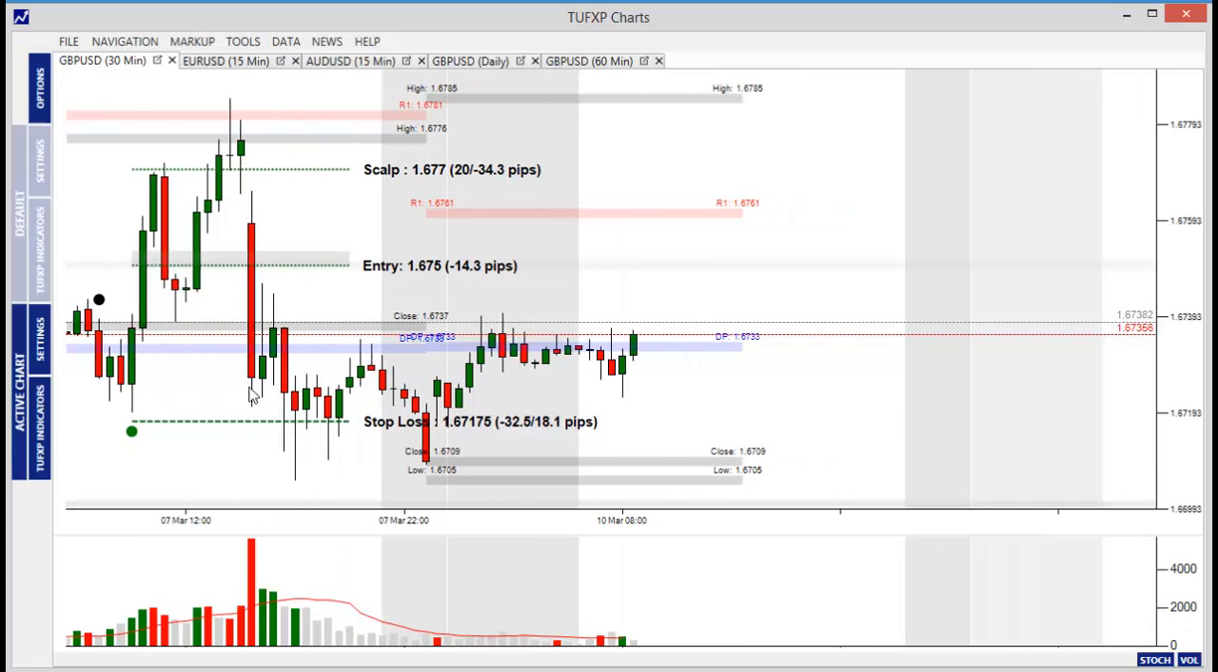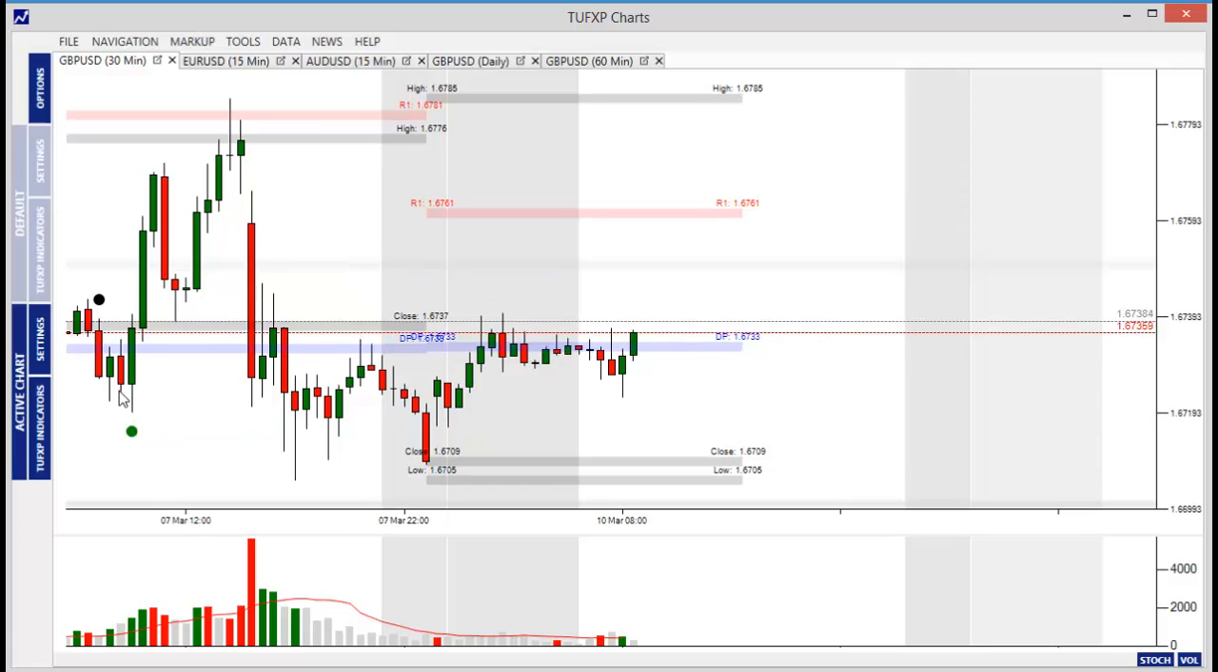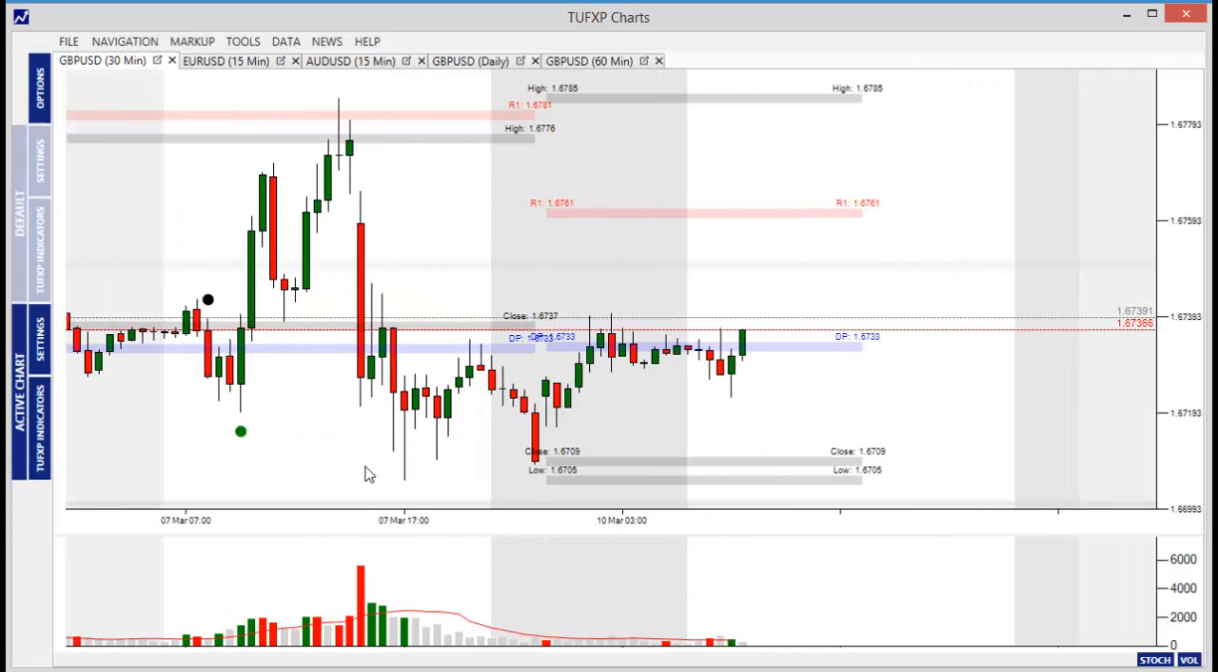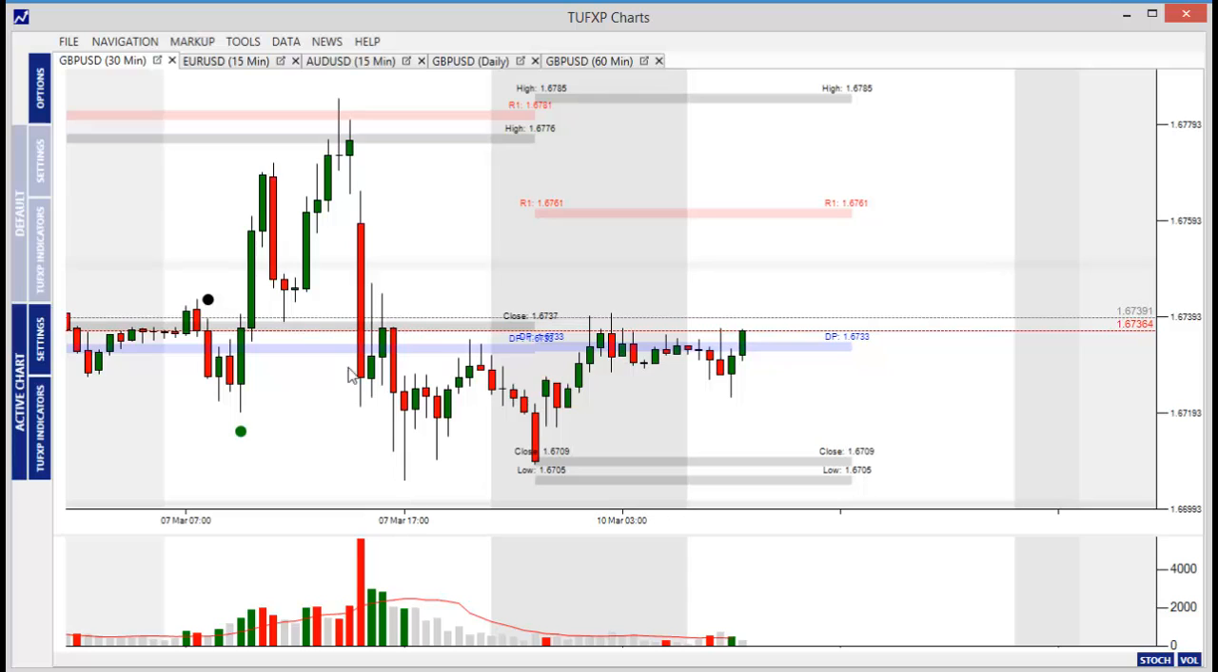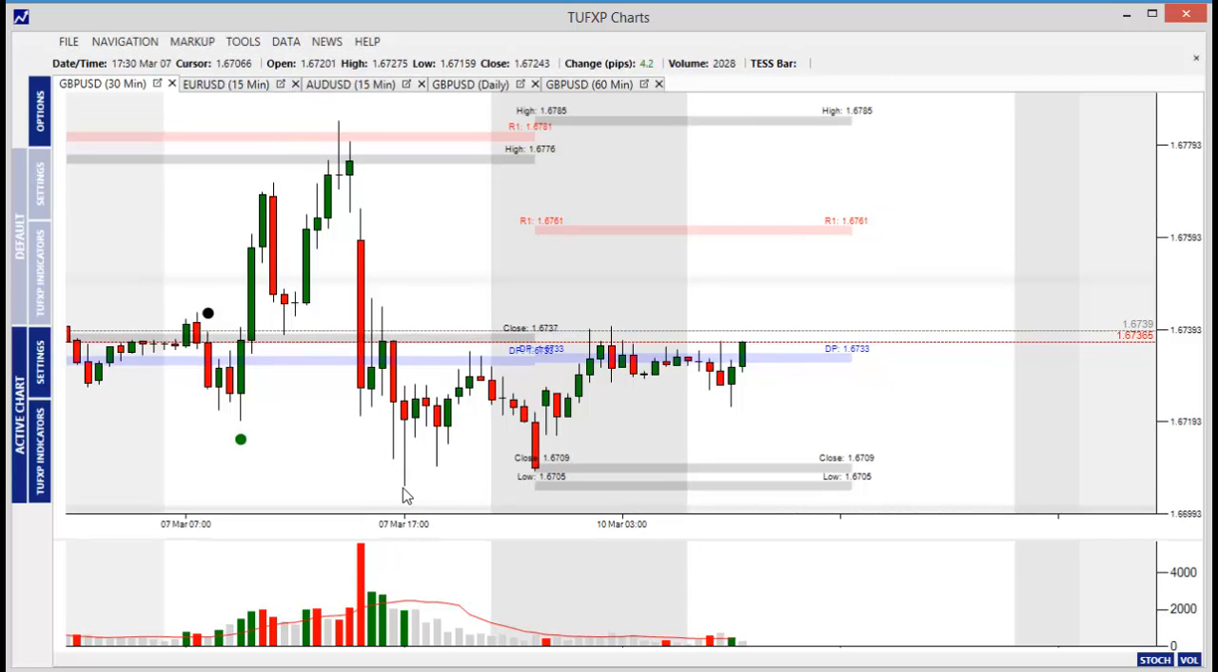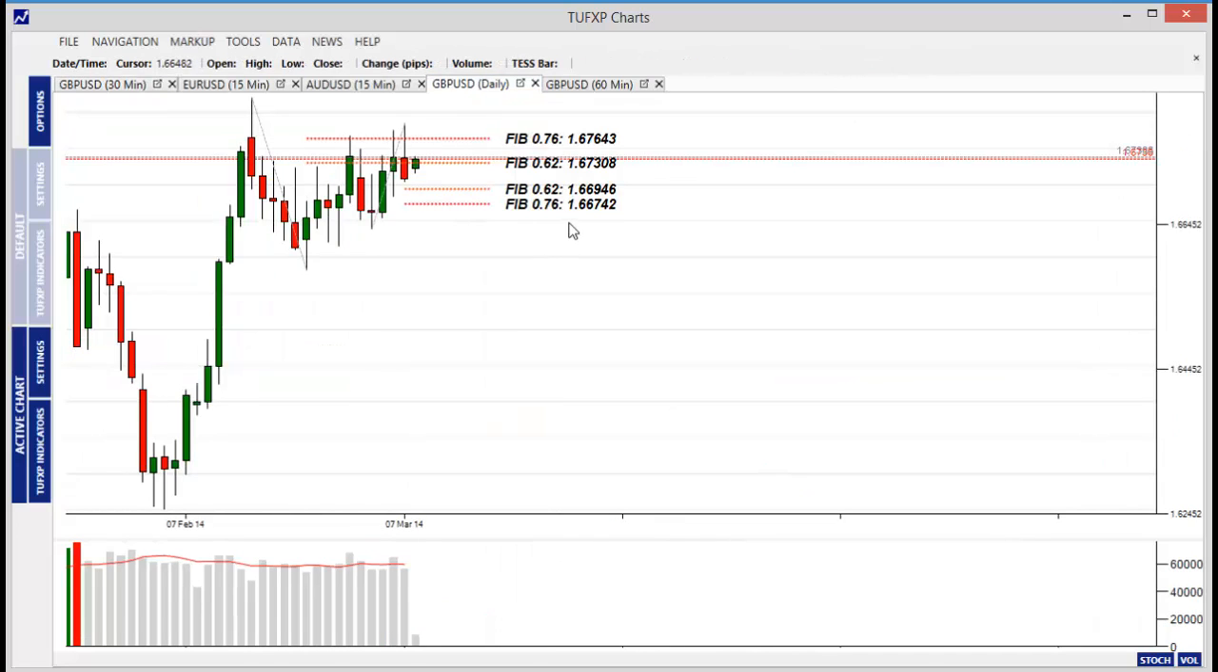Then we had the non-farm payroll figures. They came out, and the market ended up coming straight back to where it started, trading down to this level here. Just put the data box on. The low of this bar was, where is it? It's on the top, 167.05. I'm just going to pop back to the daily chart just to have a look. 167.05.